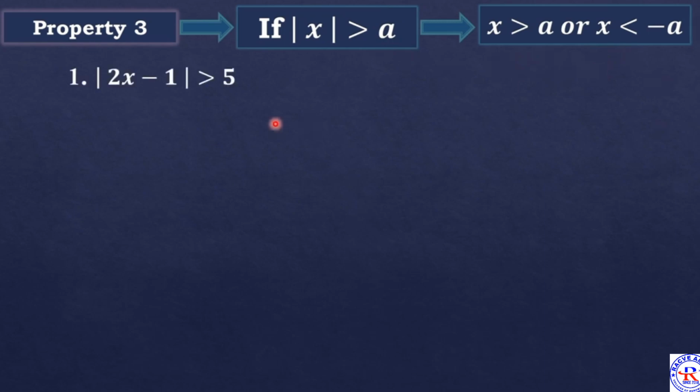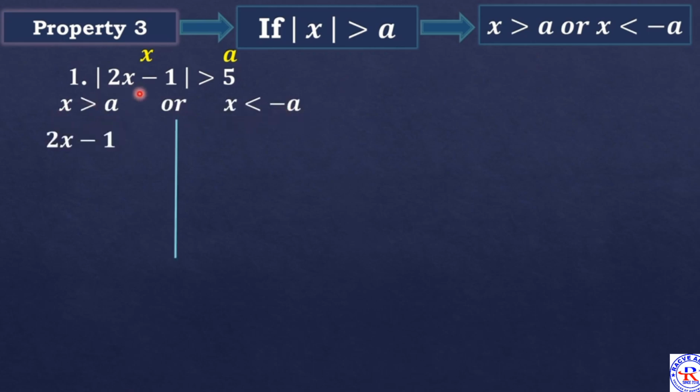Okay, let's have an example. So, the absolute value of 2x minus 1 is greater than 5. Okay. So, identify yung x at yung a. Tatandaan na ang x ay yung nasa loob ng absolute value natin. Okay, by following this pattern, okay, sundan lang natin ito. X is greater than a, x is less than negative a. So, your x is 2x minus 1. Is greater than, sundan lang natin ito, greater than, what is your a? 5. So, is greater than 5.